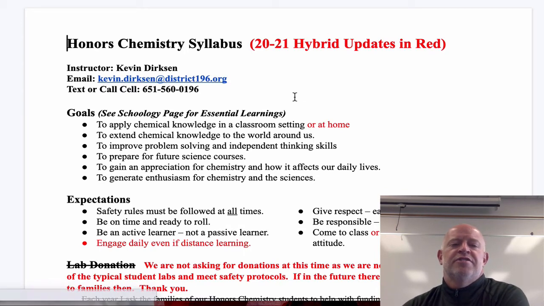And here's our syllabus. What I've done with the syllabus this year is I've taken the stuff that we have before, and anything you see in red is either new or updates that are based off of our hybrid model that we're working on right now. So what that can do for you is two things. One, you know what's new and different, and two, you also know what has always been a standard in our class that's not new and different. So that's not new to us as we go through the year.